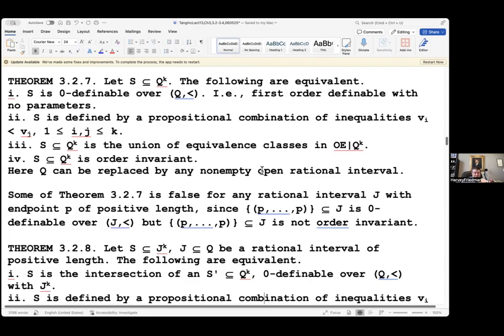All right. Now, some of theorem 327 is false if you have a rational interval with endpoints of positive length, because you might have this endpoint. The constant sequence P is obviously zero definable over Q with less-than, because you can define P as the least or greatest element. But this is obviously not order invariant. Okay, so you have to be careful with this. It's only for open intervals that you have this.